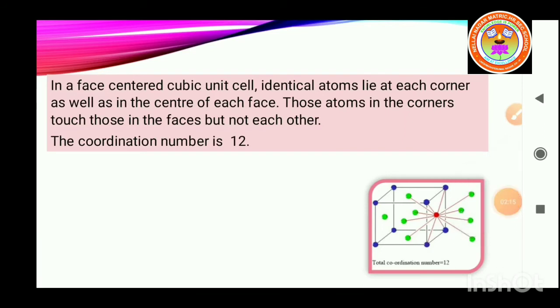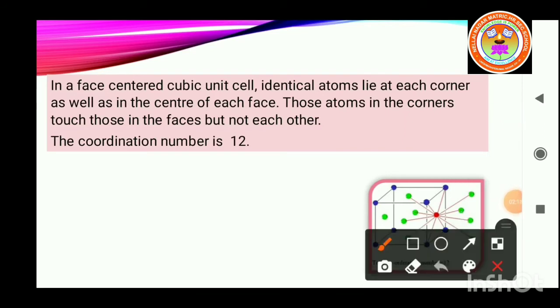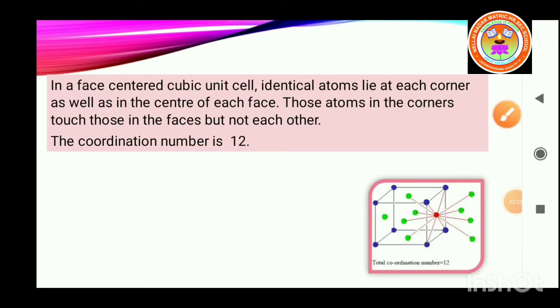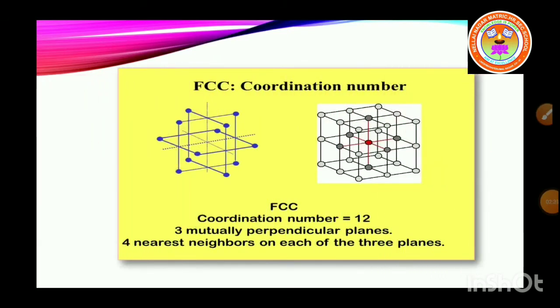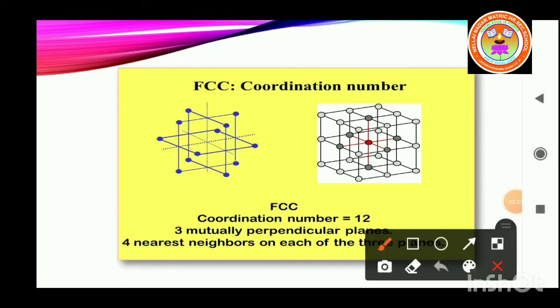Yes, coordination number is what? 12. See here, this is one atom. It is connected to a total of 12. Okay, now clear? How is it calculated? For FCC, the simple calculation here is 3 mutually perpendicular planes and also 4 nearest neighbors on each of the 3 planes. That's why the coordination number in FCC is 12. Okay, now clear?